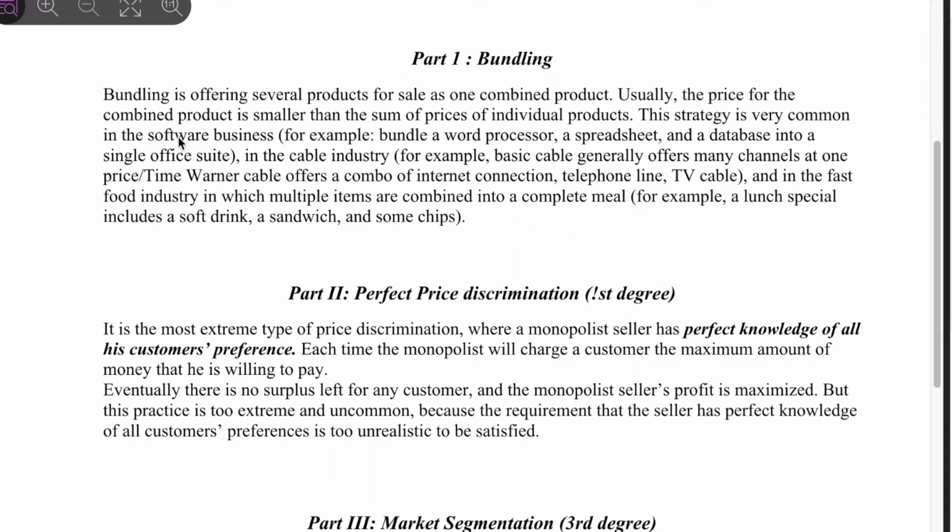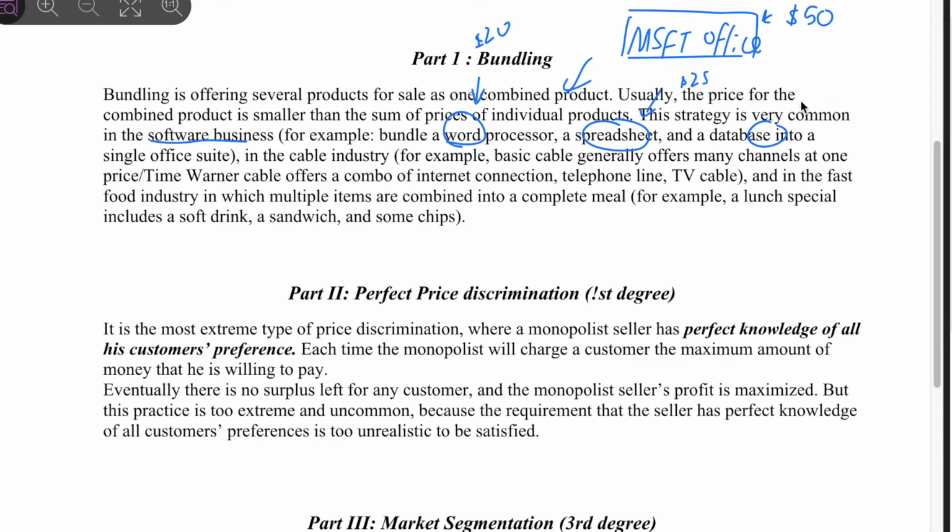So for example, in the software business, we can think about Microsoft Office, right? We don't purchase a program per program. We don't purchase Word and then Excel and then something else. We just buy one Microsoft Office bundle, right? I don't know how much it costs, but let's say it's $50 for the bundle. And if they're sold individually, maybe Word costs about $20, Excel about $25, and other programs about $10, right?